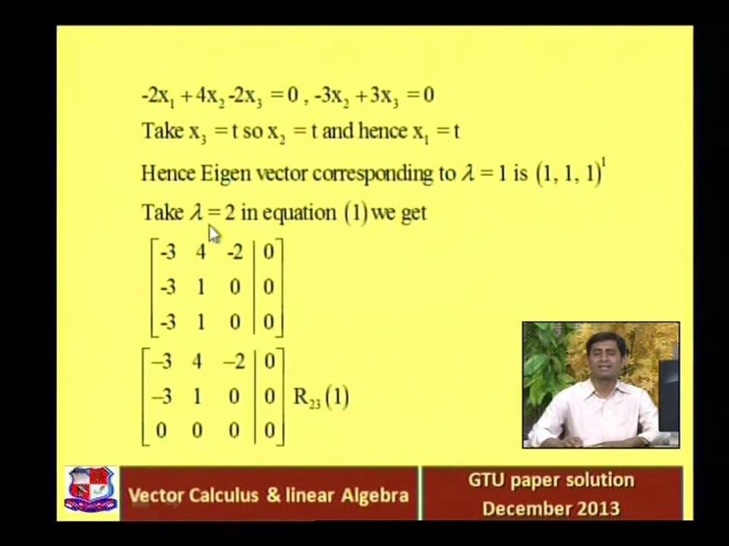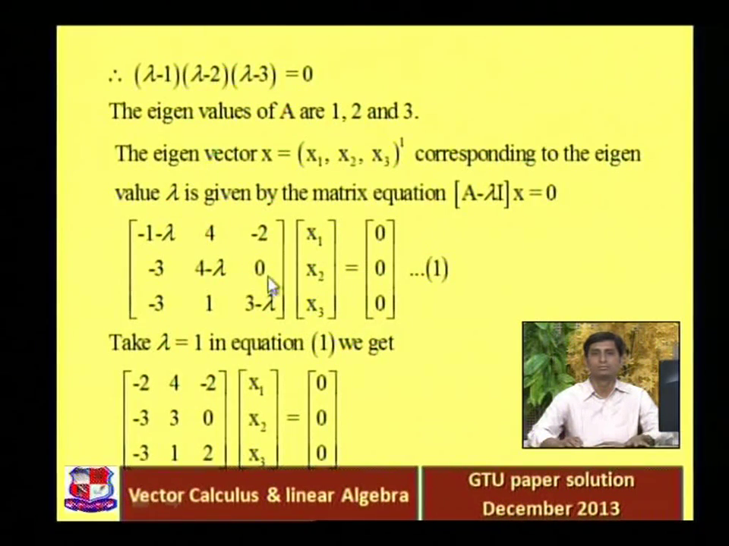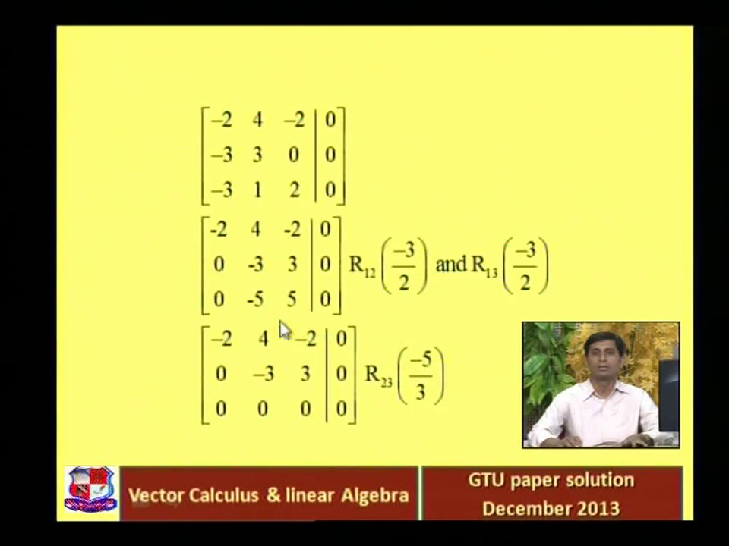Now take lambda equal to 2 in equation 1. Here is our equation 1. Put lambda equal to 2, so you will get minus 3, 4, minus 2, minus 3, 2, 0 and minus 3, 1, 1.